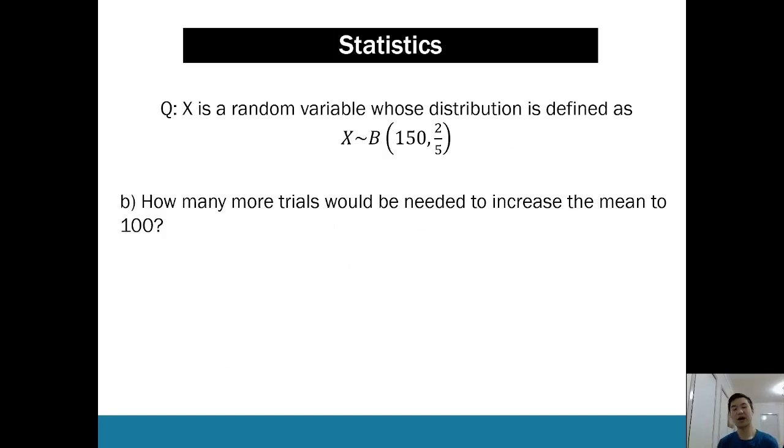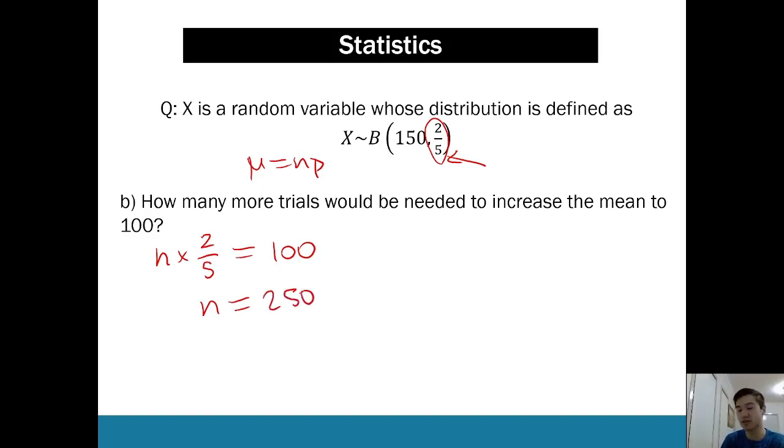For part B, we're asked how many more trials would be needed to increase the mean to 100. Let's say the trials will still have the same probability of success. So if we do n times 2 over 5, where n is some unknown number of trials, we want the mean to be 100, because we know the mean is np. Therefore, n would be 100 divided by 2 over 5, which will give us 250.